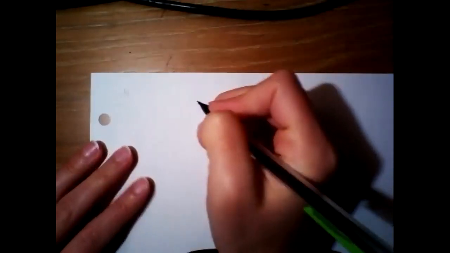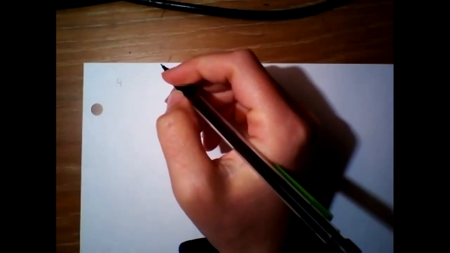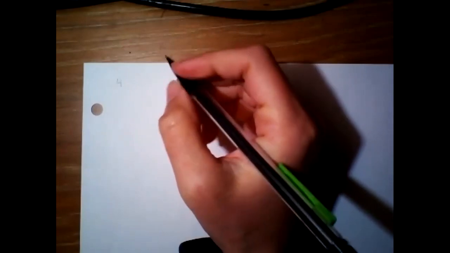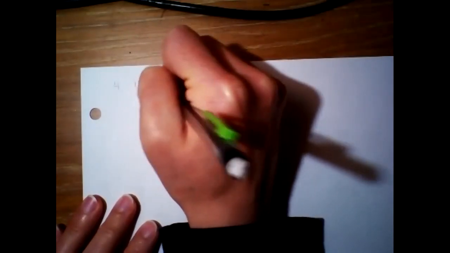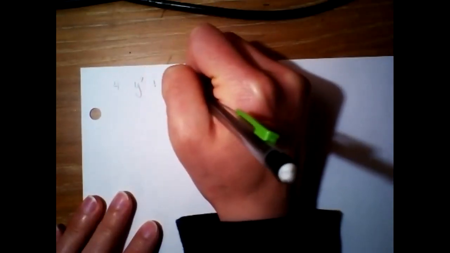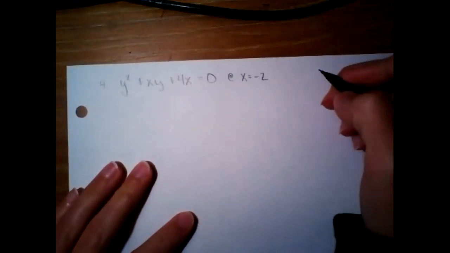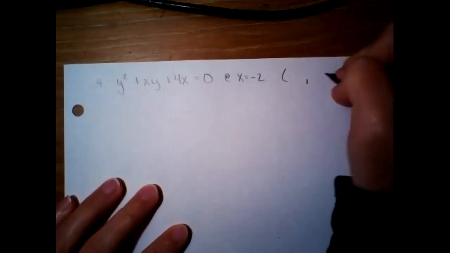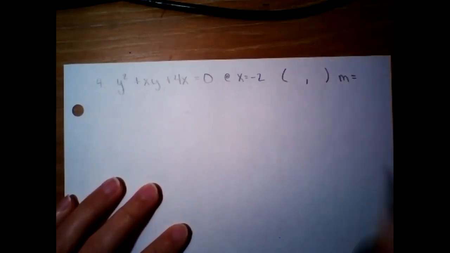All right, so number 4, while I'm writing out the question, let me ask you guys. This one says to write an equation. So what are the 2 things that we're going to need to find in order to write an equation? What do we need to write an equation? Good, perfect, nice. Point and slope. So we are going to need a point and a slope.